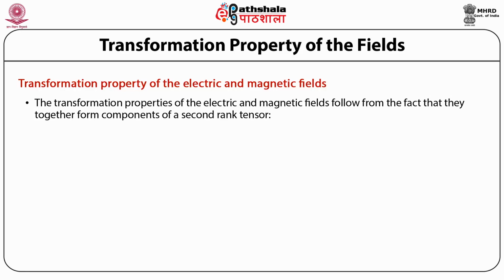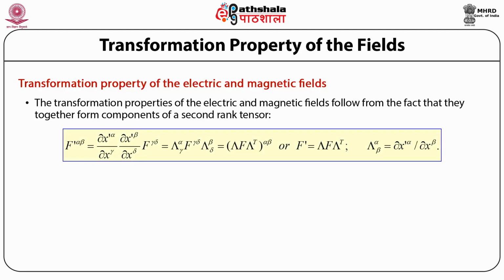So from these definitions, we can then define the transformation equations as F prime superscript alpha beta is equal to del x prime superscript alpha by del x superscript gamma times del x prime superscript beta by del x superscript delta whole times capital F superscript gamma delta, where capital F superscript gamma delta is the field strength tensor in one coordinate system or one frame of reference, while the F prime superscript alpha beta is the field strength tensor in the other inertial frame of reference.